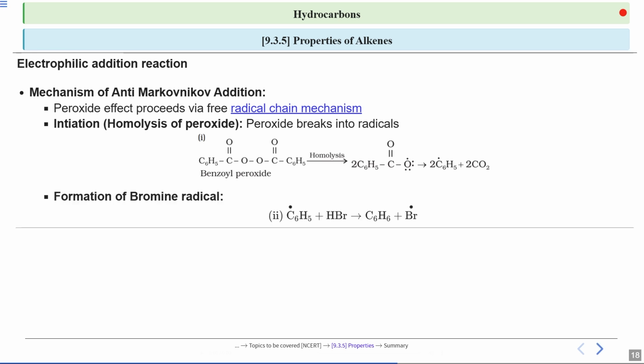Now this whole reaction occurs in the presence of heat or UV light, which triggers the homolytic cleavage of this benzoyl peroxide. Further, your phenyl radical reacts with your HBr to form a benzene and a bromine radical. So this is your second step, which is under your propagation step. The first step is the initiation, which is the formation of radical. The second step is propagation, where one radical is producing another radical.